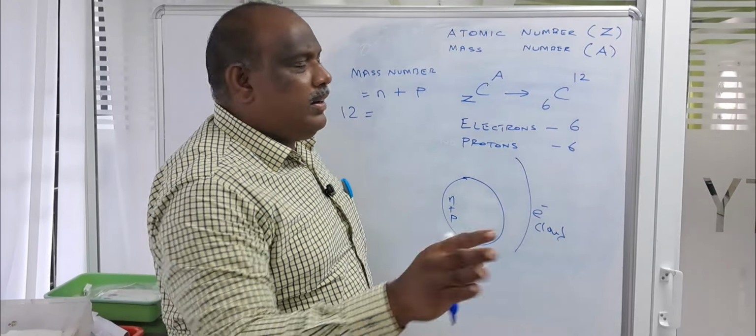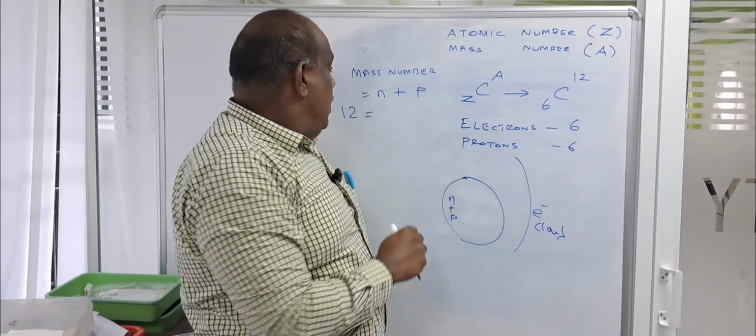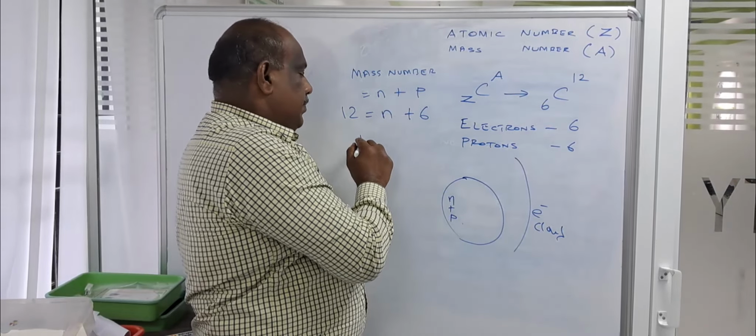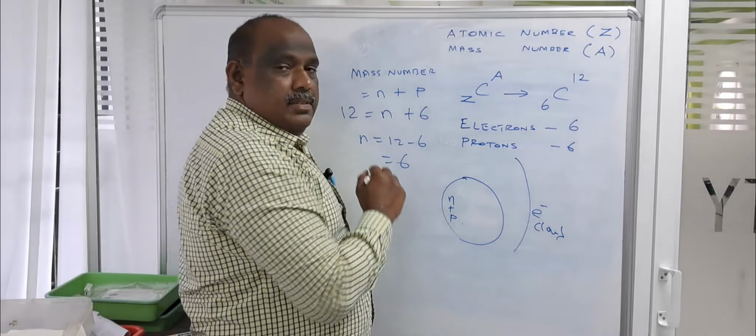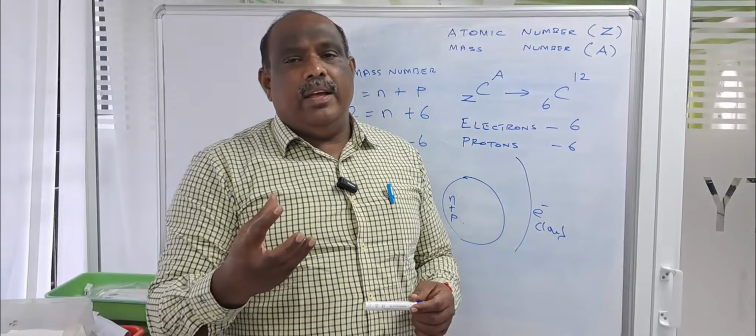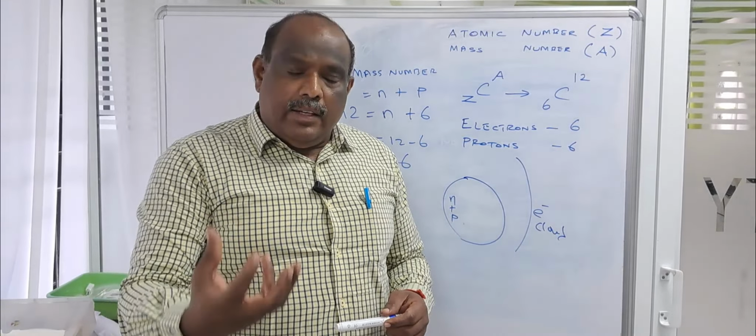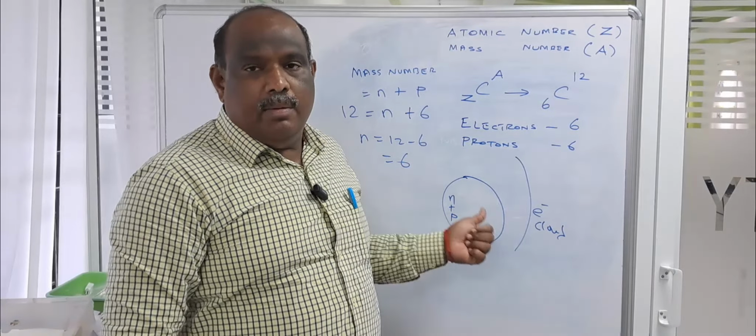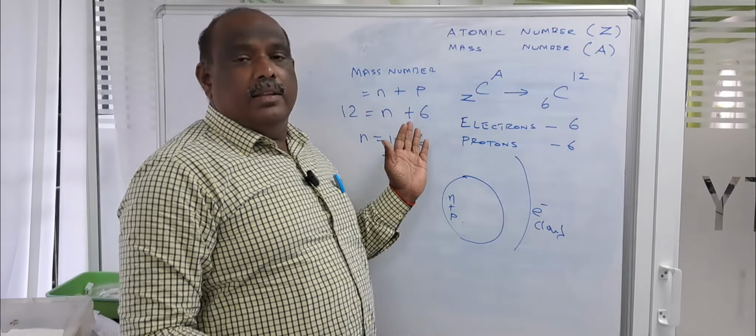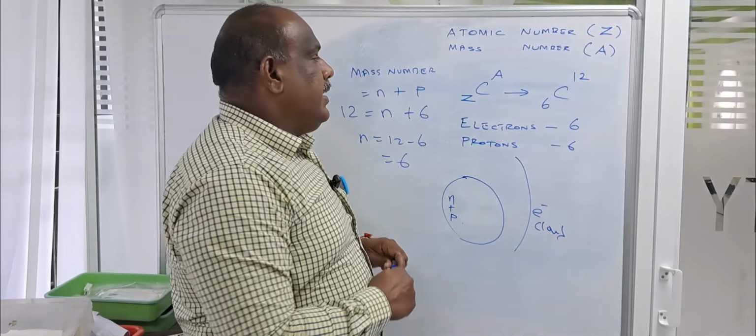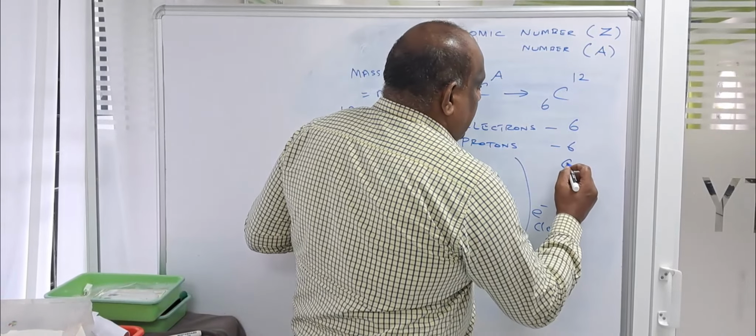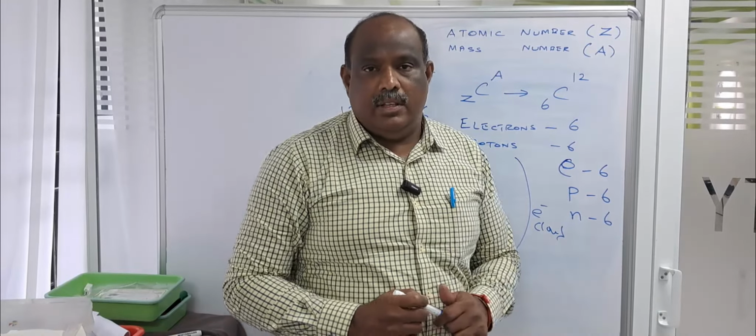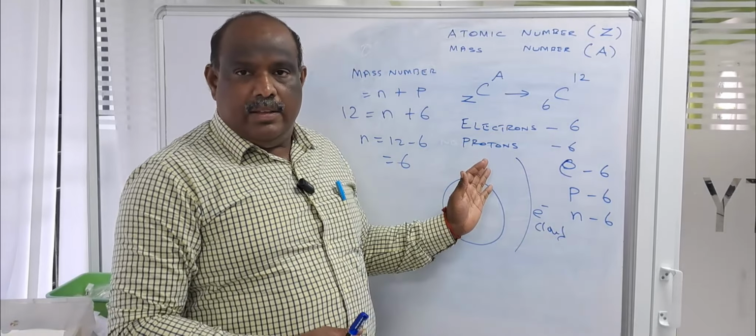But right now, the mass number is given in the problem. So the mass number is 12. We also know the proton number is 6. So what will be the number of neutrons? The mass is contributed by the nucleus, and in the nucleus we have neutrons and protons, so the mass number is the summation of neutrons and protons. From this we got the number of neutrons in carbon is also 6. So in a carbon atom we have 6 electrons, 6 protons and 6 neutrons. Any doubt in the mass number? Clear?